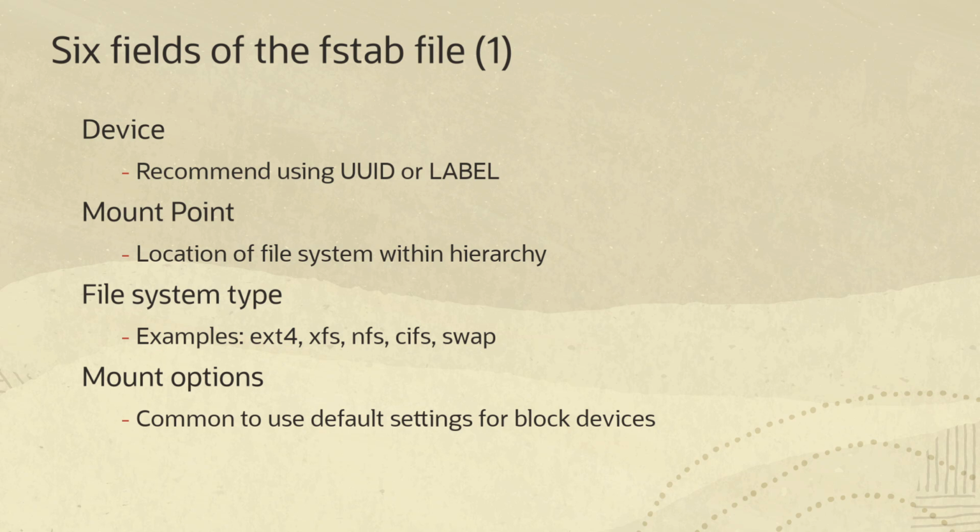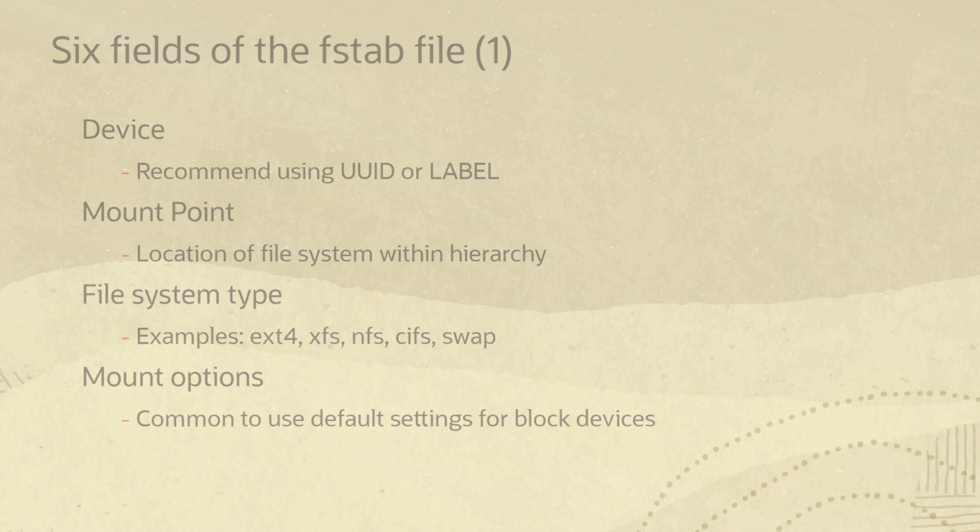While the other field, the mount options, is a comma-separated list of parameters passed on to the mount command when attaching the device. When configuring the mount options field for local block devices, it is common to use the default setting, which is equivalent to using the mount options rw, suid, dev, exec, auto, nouser, and async.